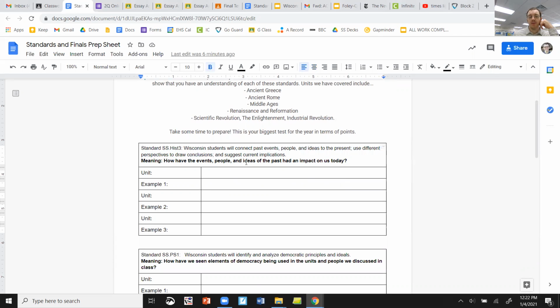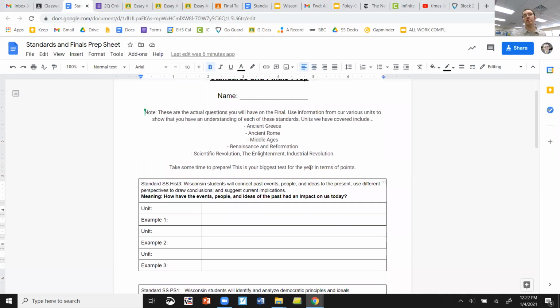So question number 1, here's the standard, and here's the meaning of the standard. How have the events, people, and ideas of the past had an impact on us today? What you're going to do is review your information from this class and think about how they have impacted us. Maybe, for example, when you thought about the Renaissance, you thought, oh, their artwork was really important, and we still find artwork important. Then you can look at your Renaissance notes and look at some of the ideas back then that are still important to us today.